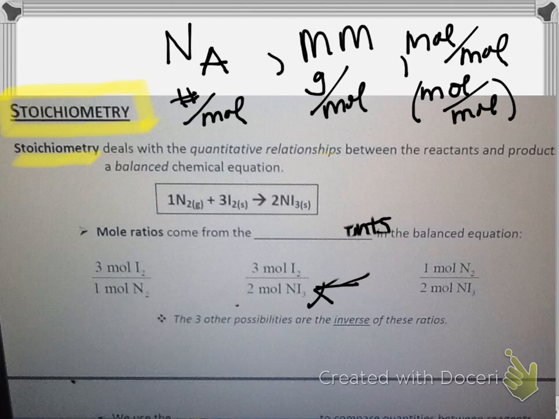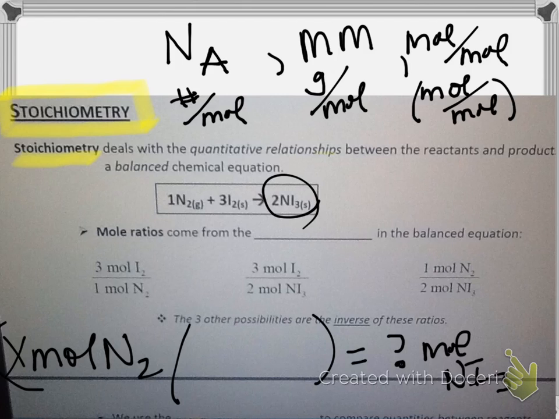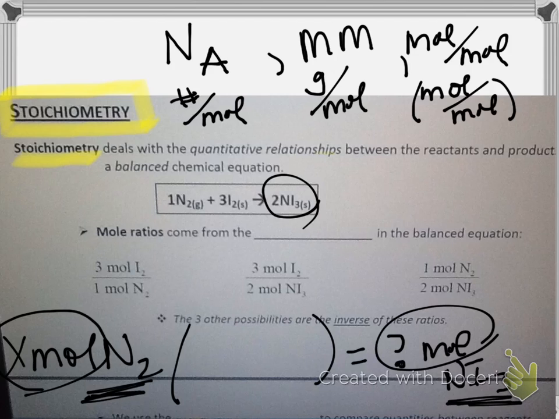Let me just erase this. If I'm given the amount of one reagent, let's say I'm given X moles of nitrogen, and I know I have so many moles of nitrogen that is given to me. Let's say I want to know how many moles of product I can make from that many moles of nitrogen. So I want to know how many moles of nitrogen triiodide I can make. Do you notice that what we have is we're given moles, our quantity is moles of one reagent, and we're asked to calculate a quantity of a different reagent.